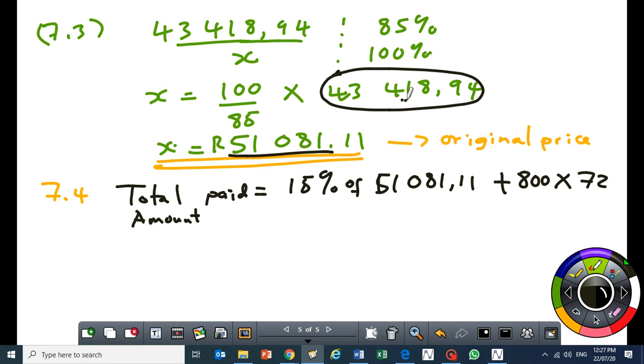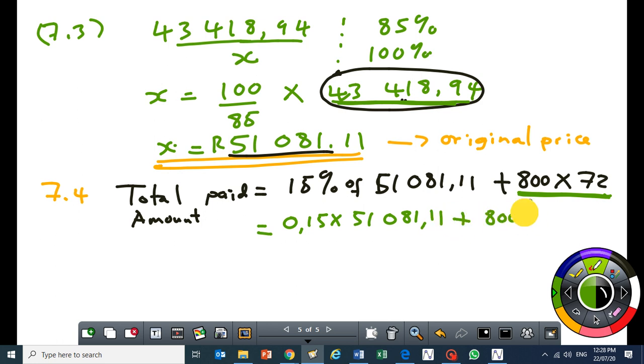Now, this amount here includes this value, 43,494 and cents, plus the interest of borrowing. The interest charged for borrowing this amount will also be included there. So if you simplify this, it is the same as 0.15 times 51,081.11 plus 800 times 72.